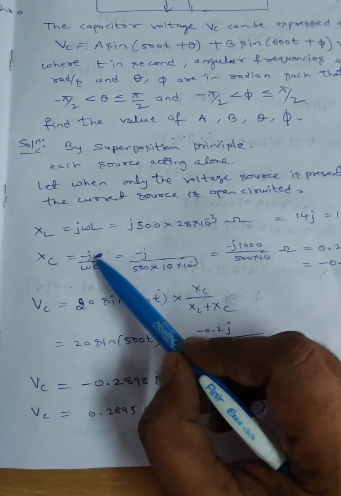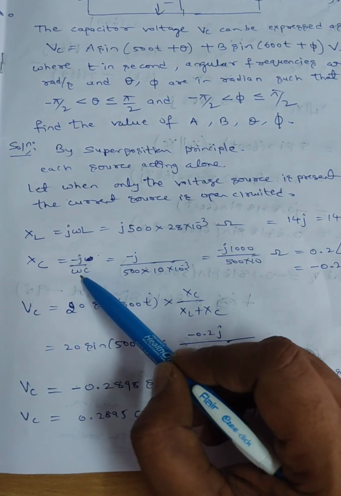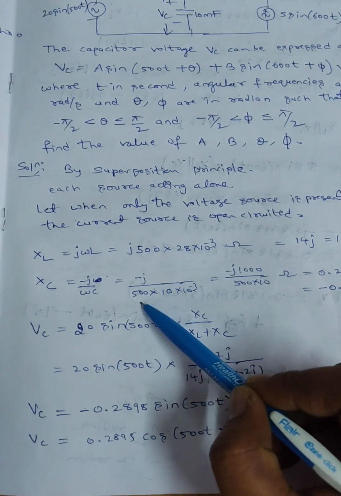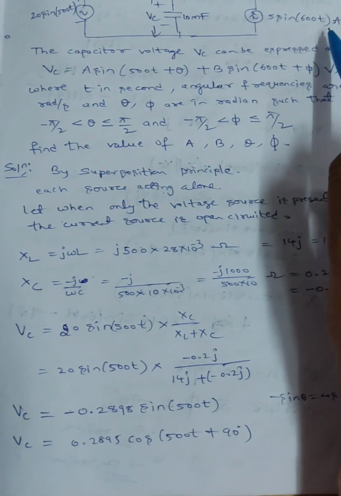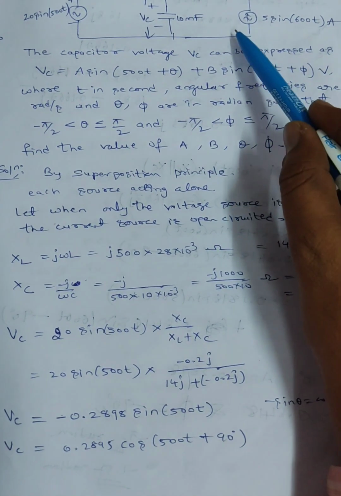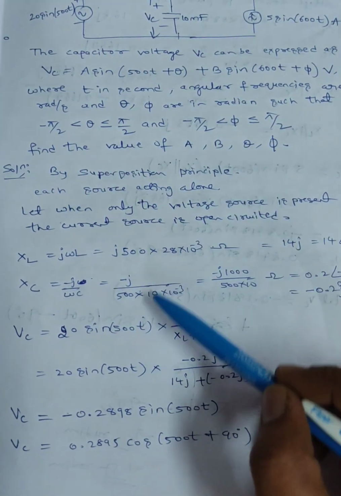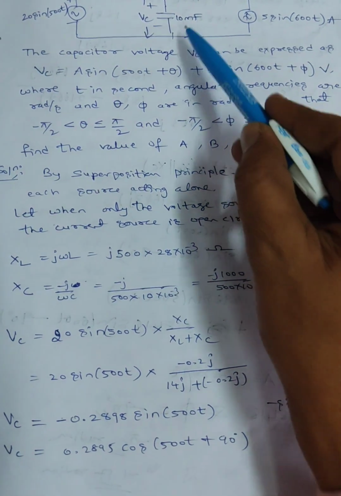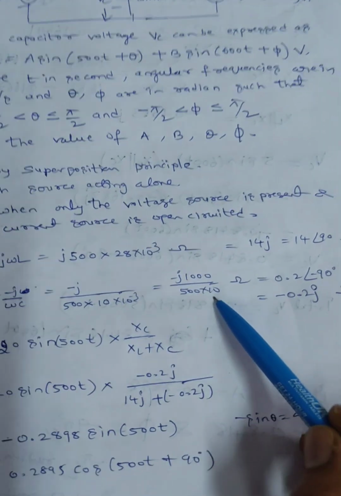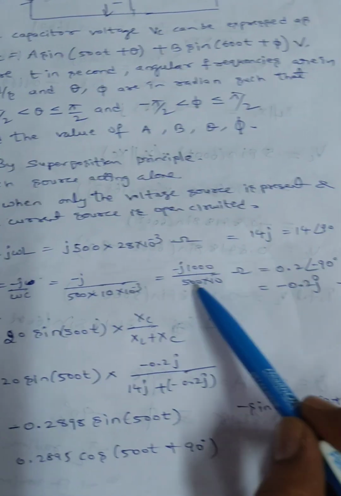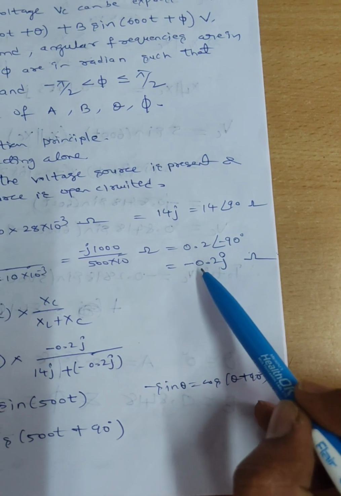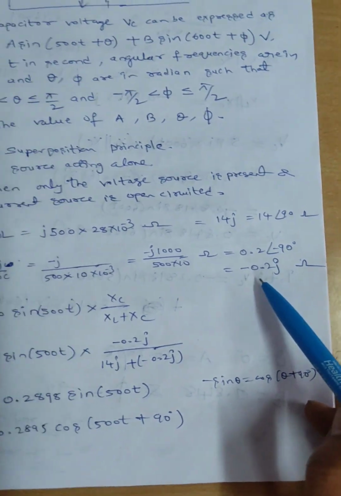Similarly, XC. What is the XC value? 1 by j omega C, 1 divided by j omega C. 1 by j is minus j. Omega is 500. You take 500 here, don't take the other one because that source is not acting; it is open circuited. We are considering only this voltage source. Into C, the capacitance value is 10 millifarad, so this milli goes to the numerator and it becomes 1000. By doing that, you will get 0.2 at an angle of minus 90 degrees, otherwise in rectangular form, it is minus 0.2j.